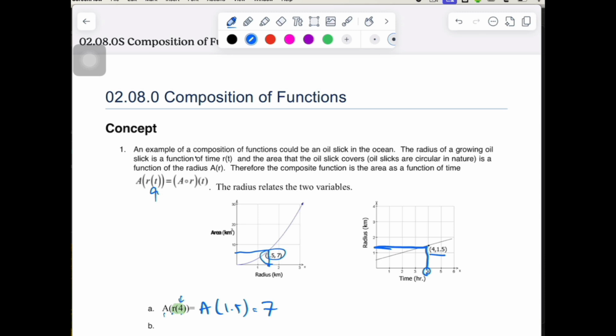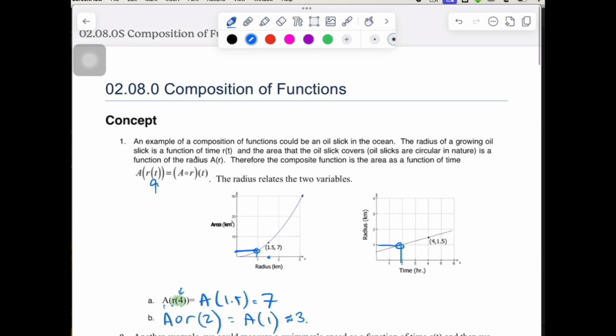Part B is actually asking for A of R of 2. Well, if I use my graphs again, let me just clean this up a little bit. If I use my graphs, the 2 here produces a 1. So this means A of 1. Then I go to my graph here, and I can estimate that it is probably approximately 3. Basically what happens is we go from variable to variable to variable, and if I know time, I can find the area.